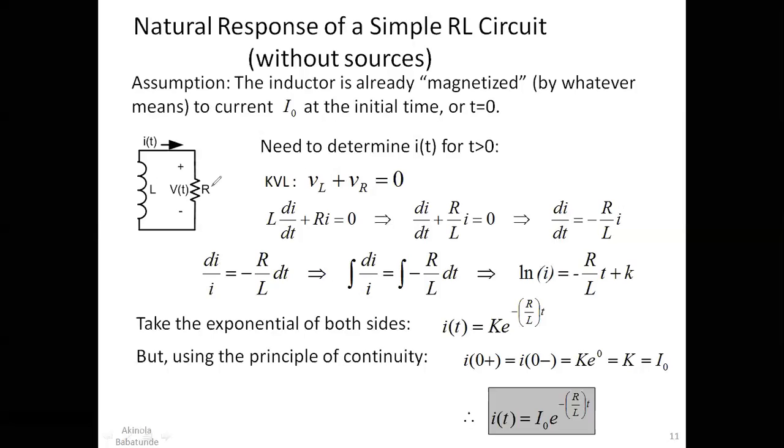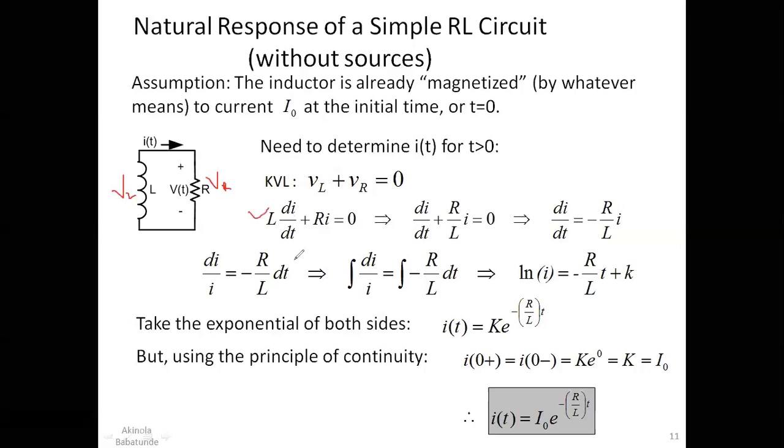Now, if you apply KVL to this simple circuit, we have an inductor and a resistor, and each of these elements will have its respective voltage. So we are going to have a VR for our resistor and a VL for our inductor. KVL means that we have VR plus VL equal to 0. Our VL, as we know, is the same thing as L di/dt.